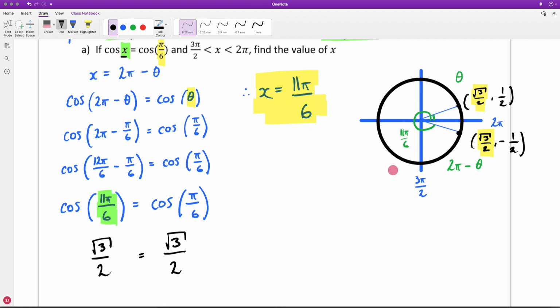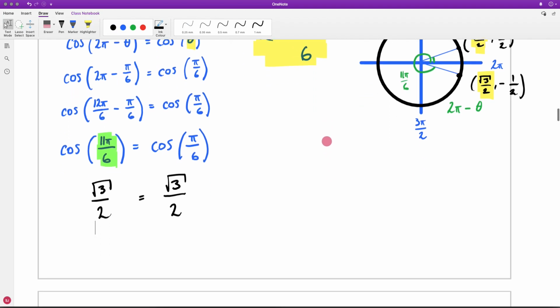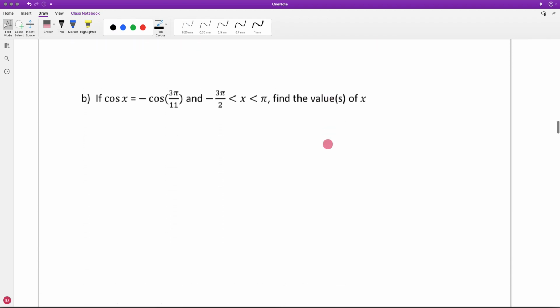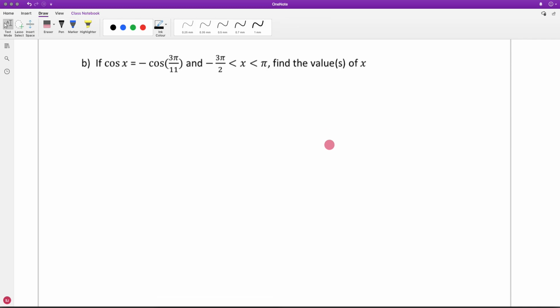Hopefully this enables you to understand what we're doing when answering these types of questions. Hopefully you got that correct. Could you now give this question a go? This question is kind of hairy. Good luck.